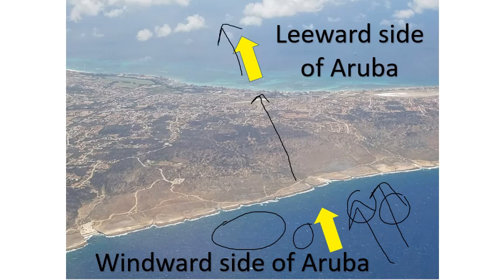Now if we look at this side of the island, the water doesn't look very rough. It actually looks kind of shallow too. Let's look at why that happens. Why the difference between the windward and the leeward side?